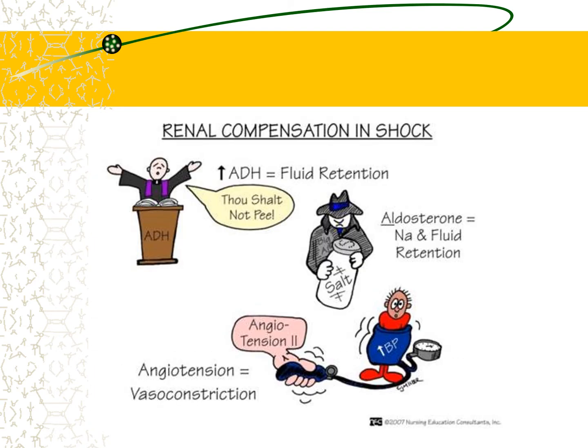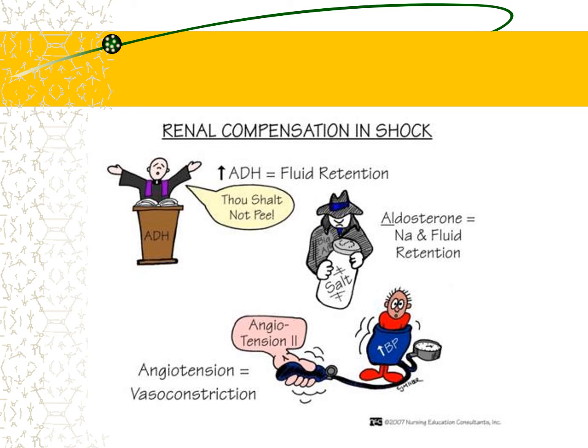So this is a really nice slide. It helps you to see how the kidneys are also working very hard during the compensation phase of shock. Compensatory phase, the kidneys are secreting the renin, and that causes the angiotensin that develops to result in vasoconstriction. Okay, so we get the vasoconstriction because of the angiotensin, and we also get the retention of sodium and fluid because of the aldosterone in the RAS system.